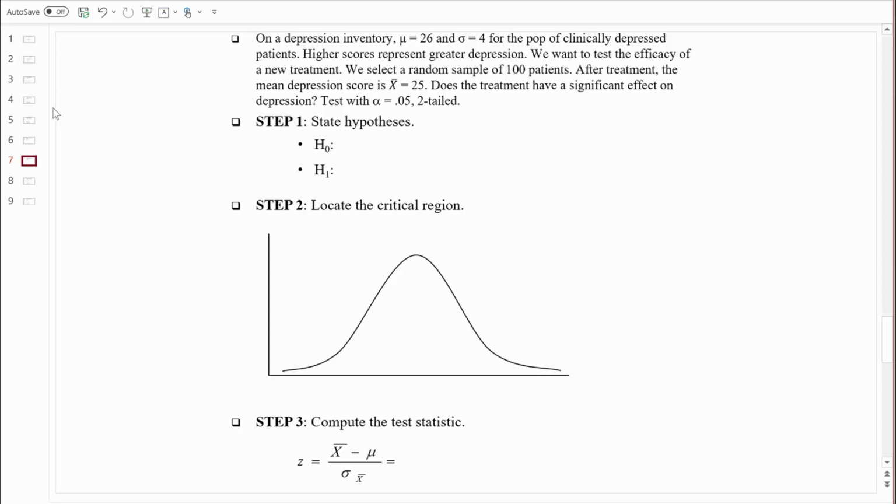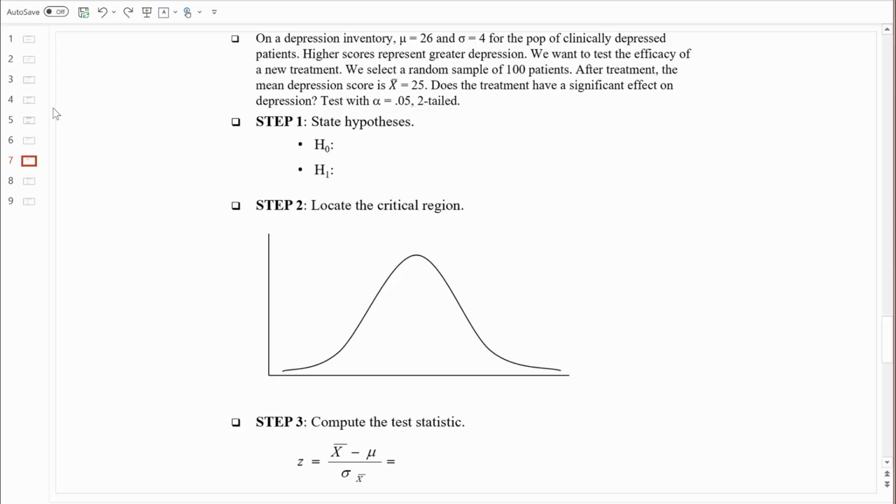After treatment, the mean depression score is 25, so the treated people do have a somewhat lower depression score than the untreated people. Our job is to determine why we are finding this difference between a sample mean of 25 and that population mean of 26. Is that a difference simply due to sampling error, or does that difference actually represent that this treatment works and that it lowers depression? Test with an alpha of 0.05 two-tailed. We did a two-tailed test with an alpha of 0.05 before. We'll use that again. Let's move on to step 1.